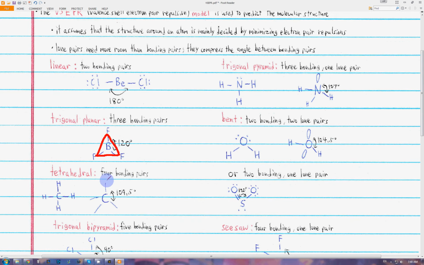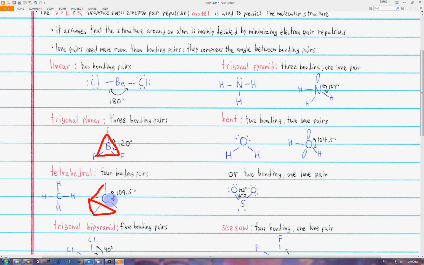So the first one is tetrahedral, and this is just four bonding pairs. So tetrahedral is a pyramid with an equilateral triangle as a base. And so this bonding pair over here is the apex of the pyramid, while the carbon, the central atom, is in the middle. And so the angle between each of these bonding pairs in a tetrahedral arrangement is 109.5 degrees.